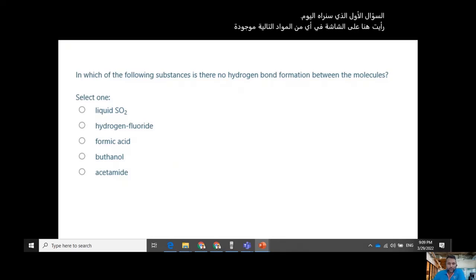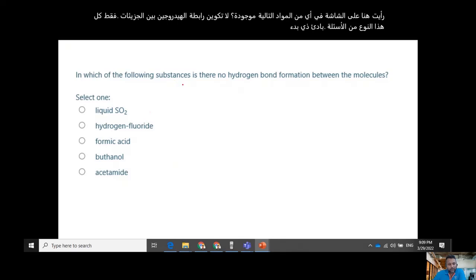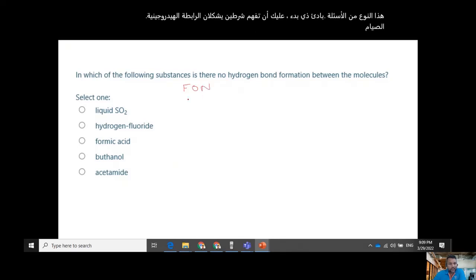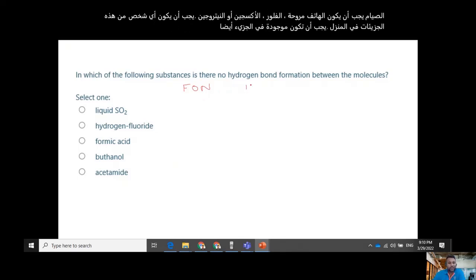To solve these kinds of questions, first of all, you have to understand two conditions for forming a hydrogen bond. First thing, it must have FON: fluorine, oxygen, or nitrogen. Any one of these atoms must be present in the molecule. As well, it will be directly connected to hydrogen. Okay, let's see the structure of sulfur dioxide.